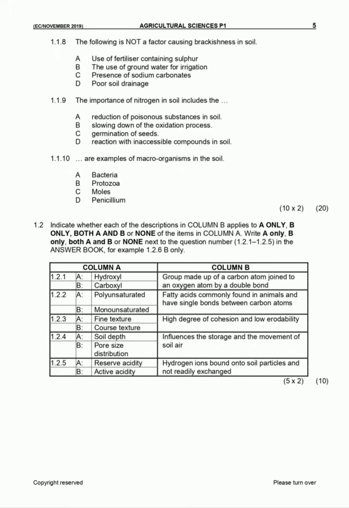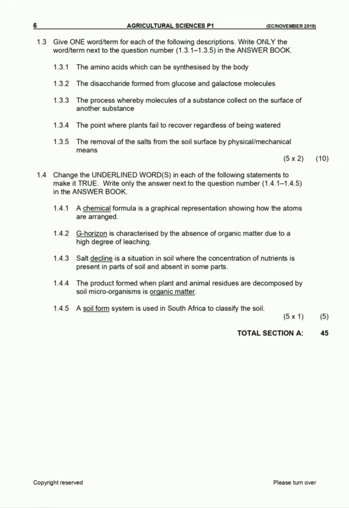Okay, let's move on to the next one. So now 1.3, you have to give one word or the term for each of the following descriptions. So what is expected of you there, guys? You just give the term only or the word only. Don't write the whole sentence or try and explain everything. Yes, we understand it's 2 marks, but don't write everything, right? Just give that one word, then you're done. You move on to the next one.